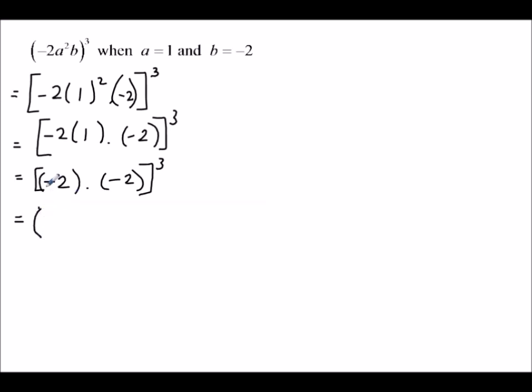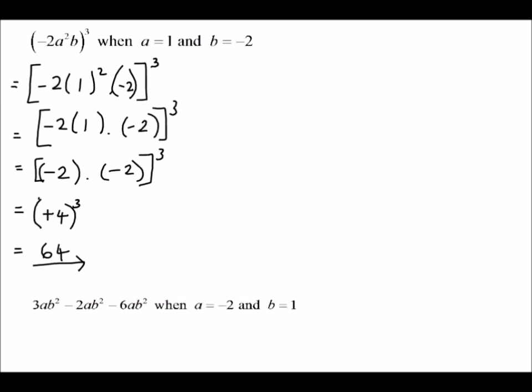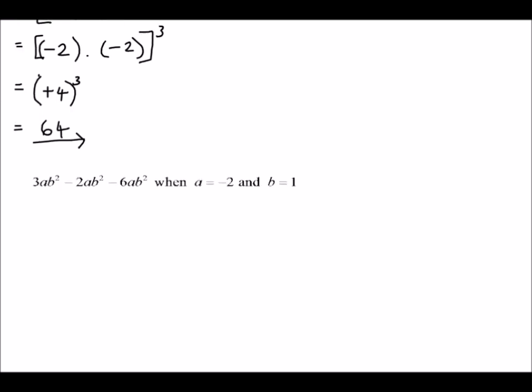So now I have a negative multiplied by a negative is positive. 2 multiplied by 2 is 4. And I'm going to raise it to the power of 3. 4 cubed is 64. So that is the value of that expression when a equals 1 and b equals negative 2. Let's look at the next one. The values of a and b have changed. So let's have a look what happens here.